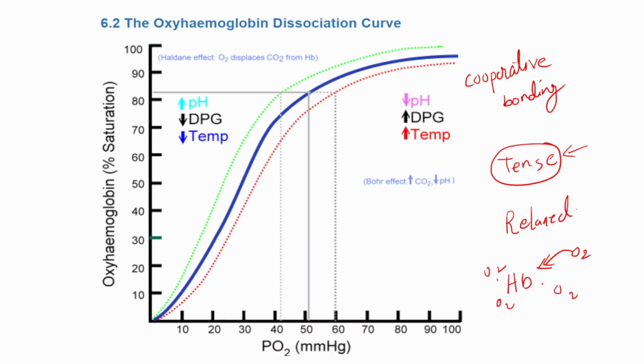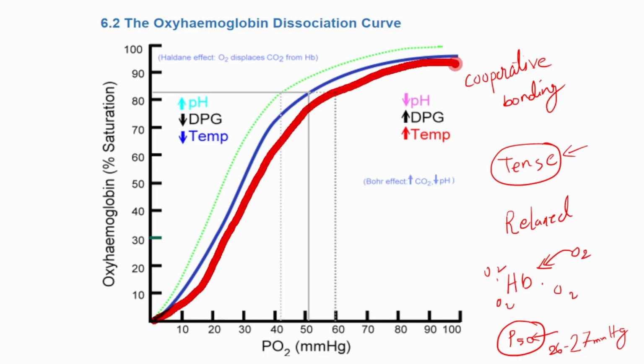To track where a patient's curve sits, we use a standard physiological benchmark called the P50. P50 is strictly defined as the partial pressure of oxygen at which hemoglobin reaches exactly 50% saturation. Normally, this sits at about 26 to 27 millimeters of mercury. If the curve shifts to the right, as you see this one has shifted to the right, it means the P50 value increases.